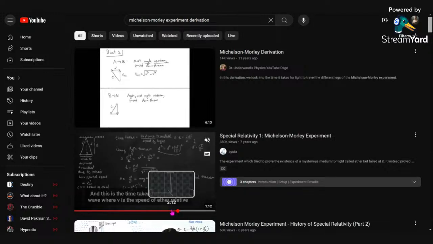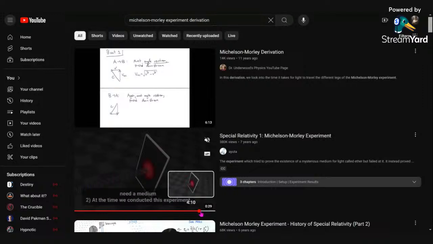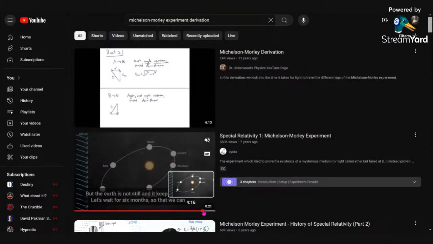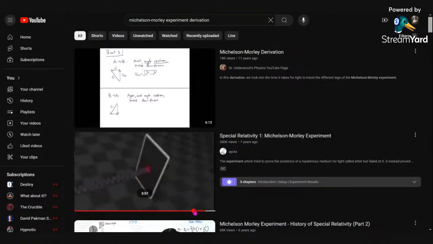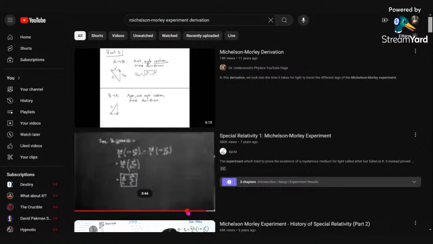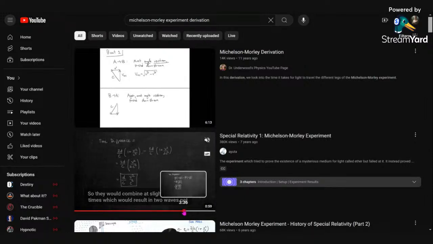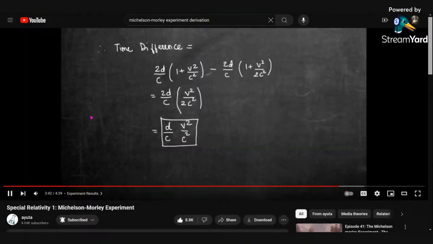Okay, so let's assume D. Let's look at the result. Maybe we can intuit the result without the math because the result seems simple. Let's go here, being in phase. So the time difference is D over C, wow, times V squared over C squared. So it's dV squared over C cubed.